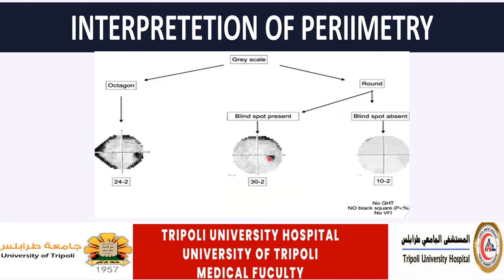Of course, whenever the blind spot is on the right, this means right eye. If it is on the left, it means left eye. The octagon shape means 24-2, the round shape with a blind spot is 30-2, and the round shape without a blind spot is 10-2.